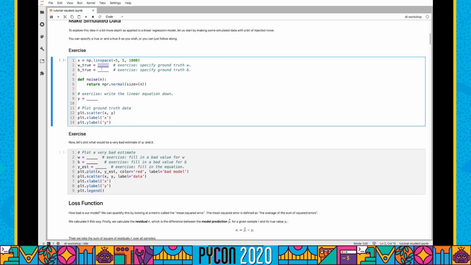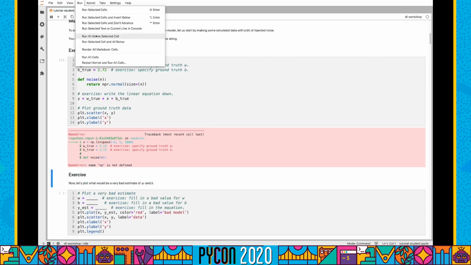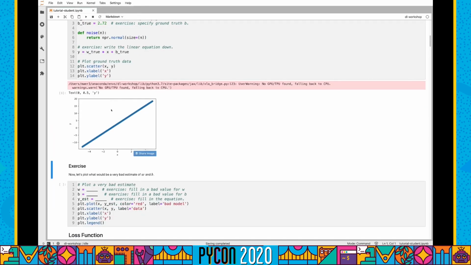In my case, I'm going to do something like w_true is equal to 3.14 and b_true is 2.72, and y is equal to w_true times x plus b_true. We'll plot those. Oops, I do need to run everything above. There we go. And so there you go. We have some generated data, some ground truth data.